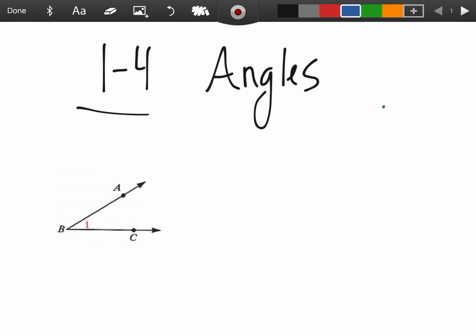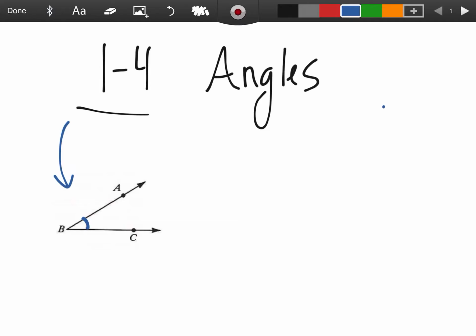So what an angle is, and we have a picture of one down here, is a figure that's formed by two rays with the same endpoint. All right, so here we have ray BA and ray BC. They have the same endpoint at B, obviously, and as they go off in their separate directions, they create this angle right in here, and we measure those angles.